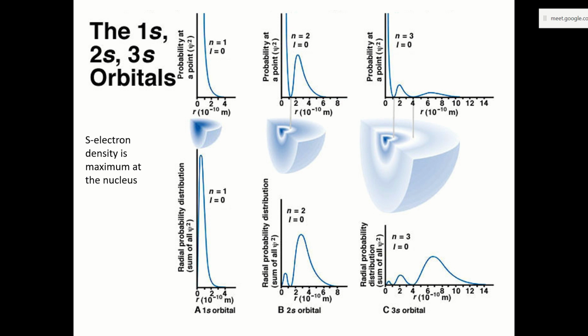So this is basically the electron density which is plotted over here on the y-axis. I told you, probability at a point is electron density, right? Probability in a thin shell is what we call probability in general.